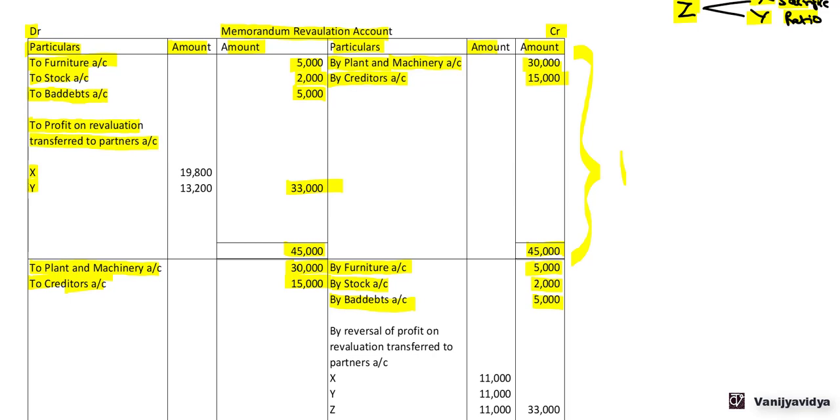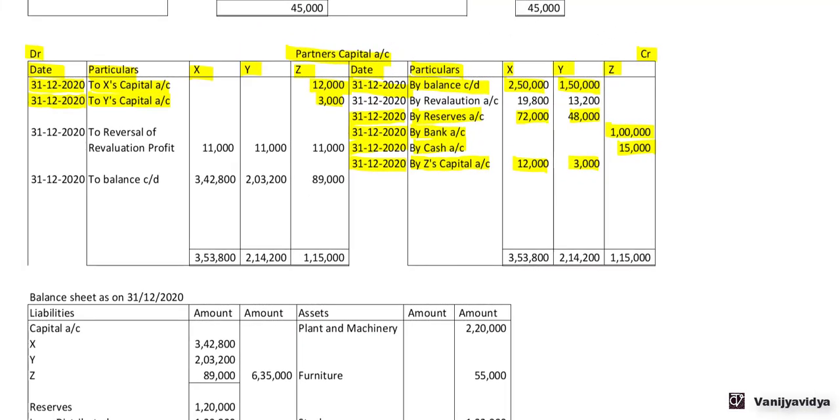This 33,000 is distributed to X and Y in the ratio of 3:2. That is 3/5 of 33,000, that is 19,800, will go to X, and 2/5 of 33,000, that is 13,200, will go to Y. So on the partners' capital account, on the credit side, 31st December 2020, by revaluation account, we have 19,800 and 13,200.